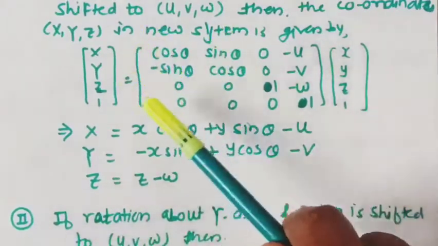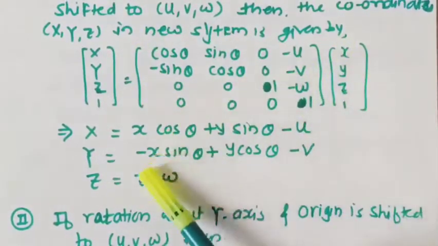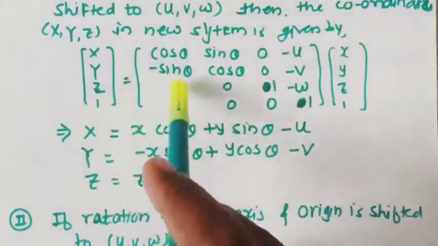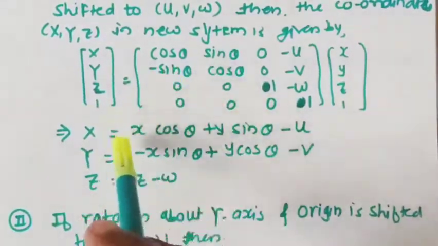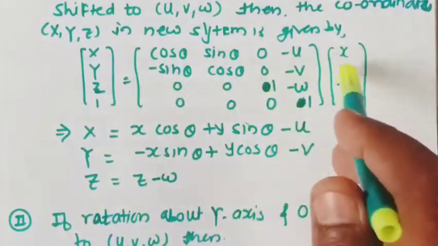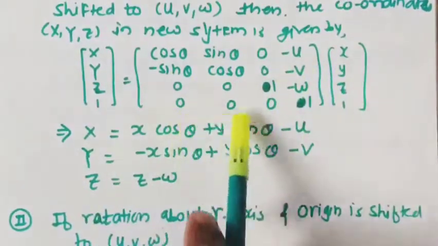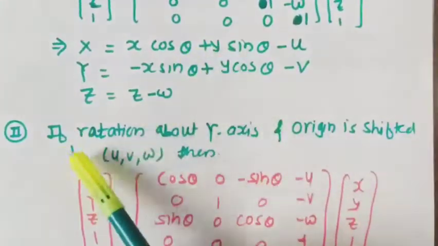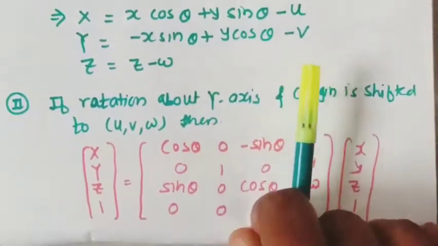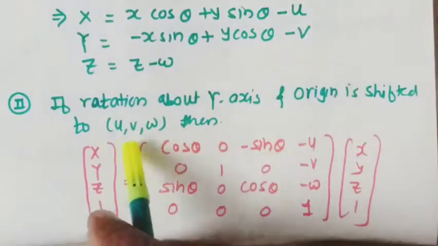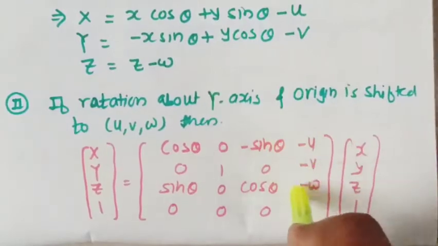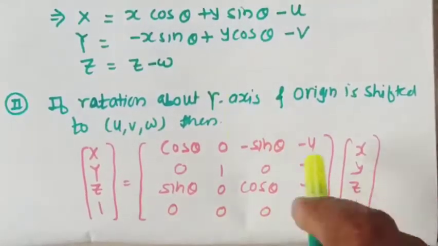You can write these formulas in matrix form, or these will be the new coordinates in the form of equations. If you remember these three, then you can use them directly to calculate capital X, capital Y, capital Z. Otherwise try to remember the matrix form; the matrix form is easier to remember. Now if, instead of the z axis, rotation is about the y axis and the origin is shifted to the point u, v, w, then this matrix stays as it is: minus u, minus v, minus w, 1 stays as it is, and 0, 0, 0, 1 stays as it is.